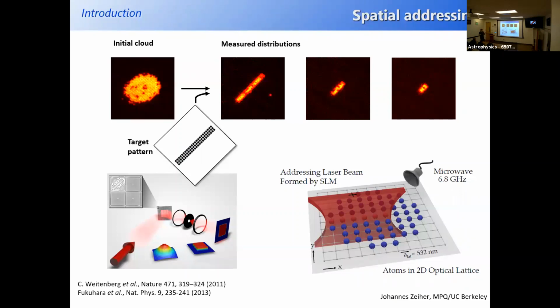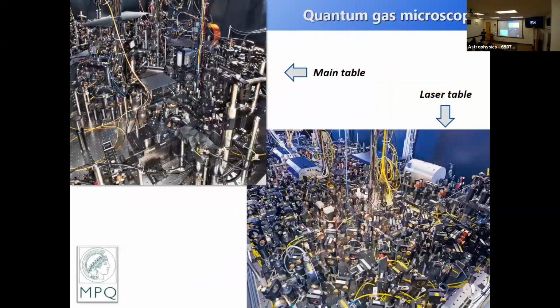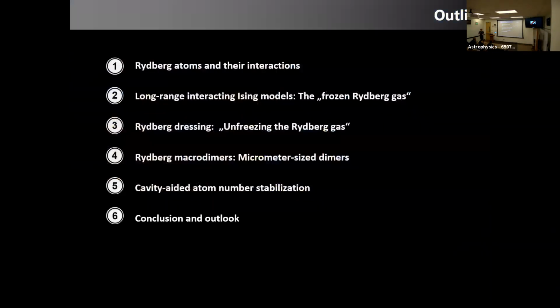And just to give you a brief impression of what all of this looks like in the lab, this is a single experiment. We have the main table where all the cooling happens, where we prepare this gas. We have the camera, the objective, and everything to look at this vacuum chamber. And then we have another big table cluttered with lasers that we need to cool, image and manipulate. So it's pretty complicated. That's a little bit of introduction.